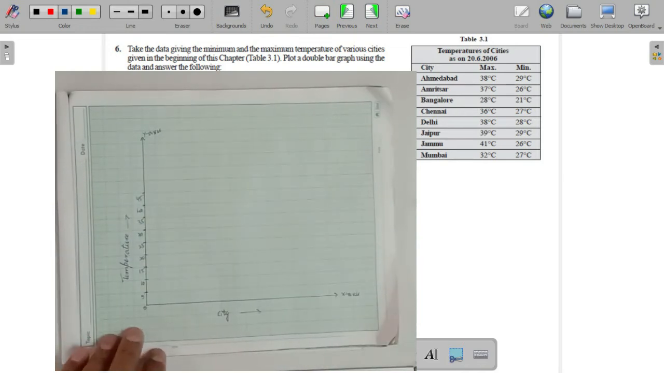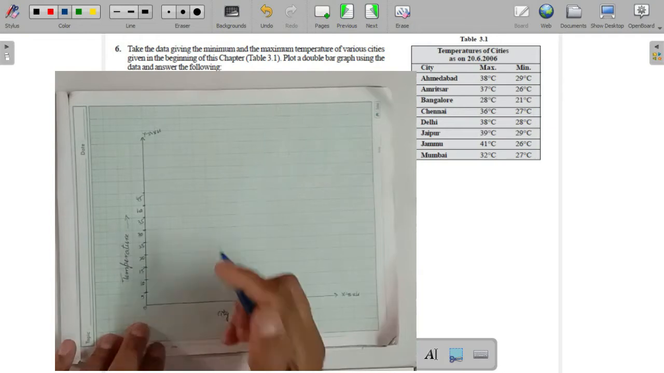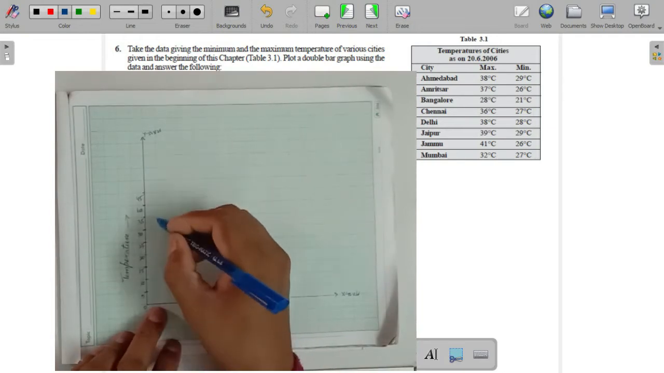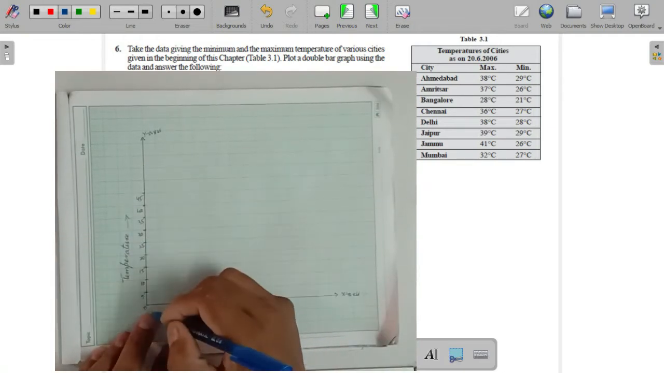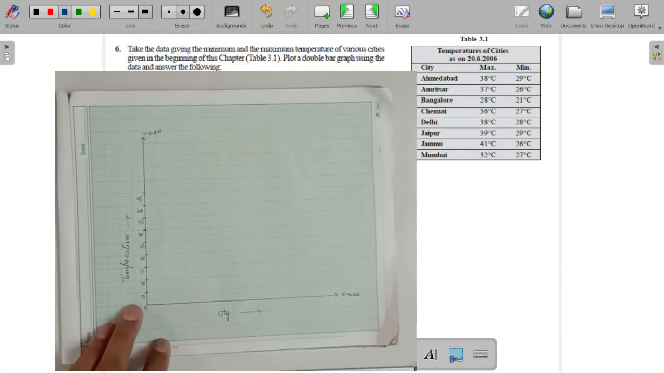Now say first city, it is Ahmedabad. Maximum temperature is 38. Leave one box, and for 38, see 35. After 35, see between 0 to 5 there are 10 small divisions, and it is equivalent to 5 degree. So 5 degree equivalent to 10 small divisions. 1 degree equal to 10 upon 5, that is 2. It means 2 lines represent 1 degree.